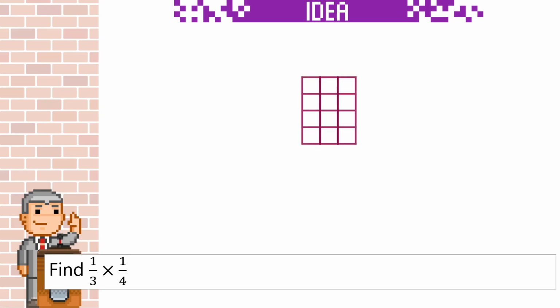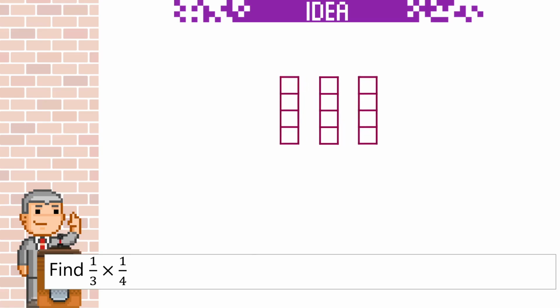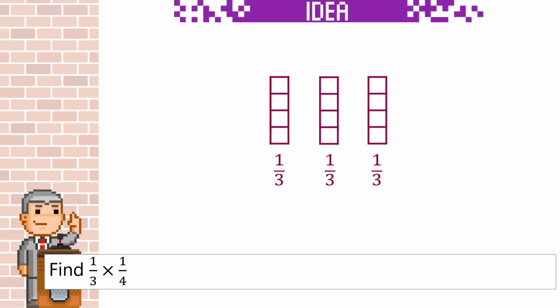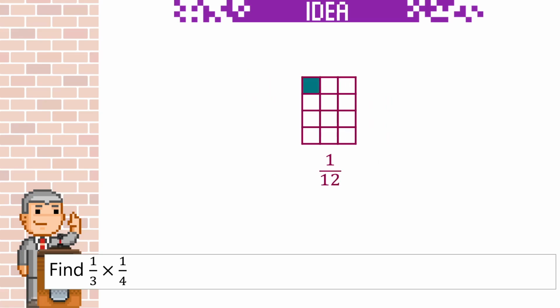Let's start by drawing 12 squares, and 1/3 of these squares will give us 4 squares. Looking at one of these 4 squares, we need to find 1/4 of these 4 squares, which will be 1. So in total, 1/3 and then 1/4 will be 1 out of a starting amount of 12. So the fraction will be 1/12.